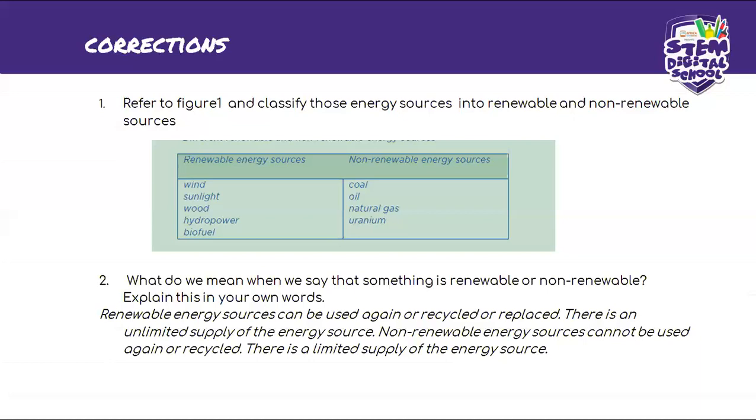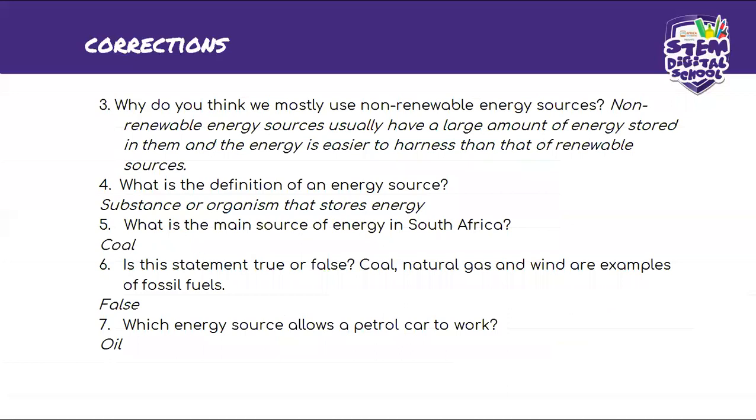Okay, so what we wanted you to do was to try to explain in your own way. When they say something is renewable, it means it can be reused or replaced. And when something is non-renewable, it means that source of energy cannot be used again or recycled. When you are done using it, you are done with that. So with non-renewable, there is a limited supply of the energy. Okay. Now let's go to question three. Why do you think we mostly use non-renewable sources of energy? Non-renewable energy sources usually have a large amount of energy.